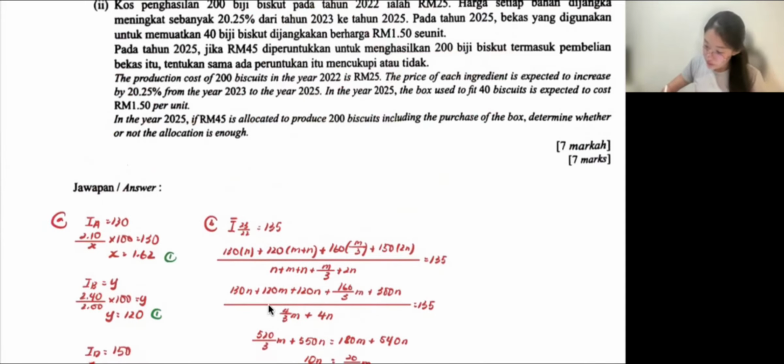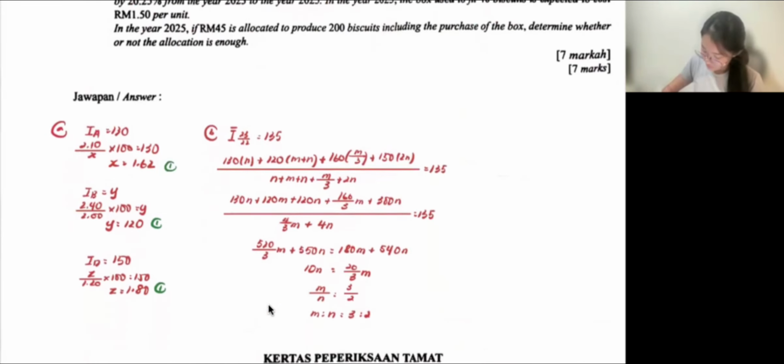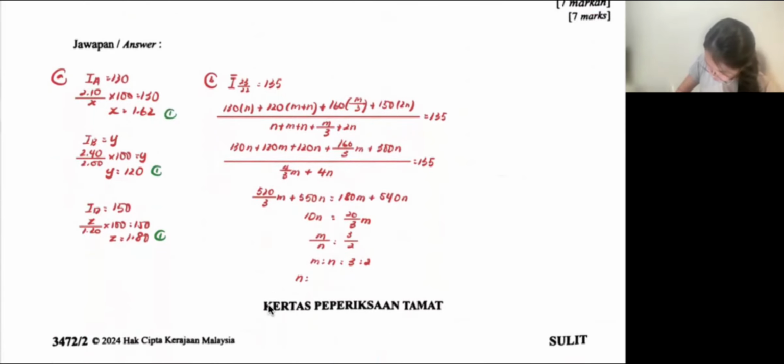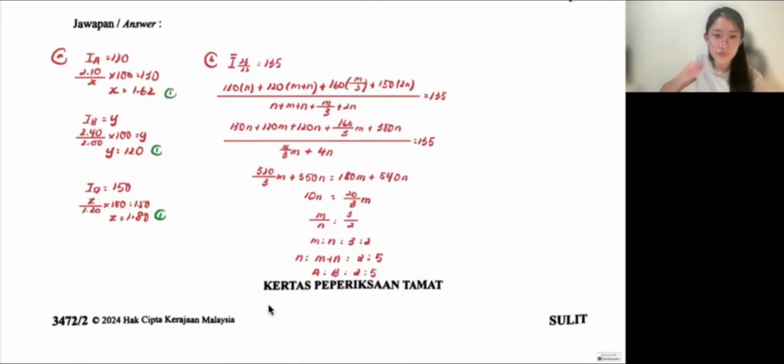Okay, then ratio is n to m plus n. So meaning 2 to 5. Ingredient A to ingredient B is 2 to 5. Okay, so this one over here, they give you 3 marks. 1 mark getting m to n, 1 mark for the final answer, A to B.